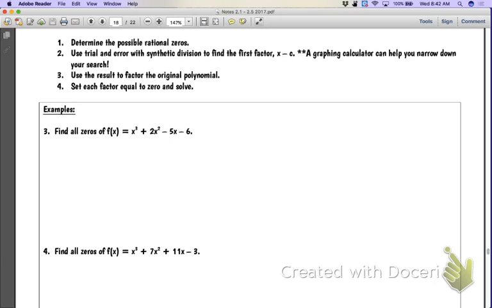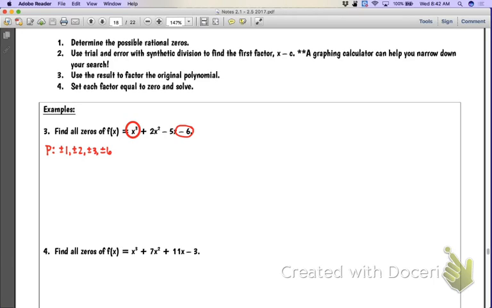So the first thing I want to do is figure out what are my possible zeros. So in this case, I'm going to take the -6. What are all of my factors of -6? Plus or minus 1, plus or minus 2, plus or minus 3, plus or minus 6. Is there anything else I'm going to add to this list, because there's a 1 out in front, right? If I just do it, there's nothing out here.